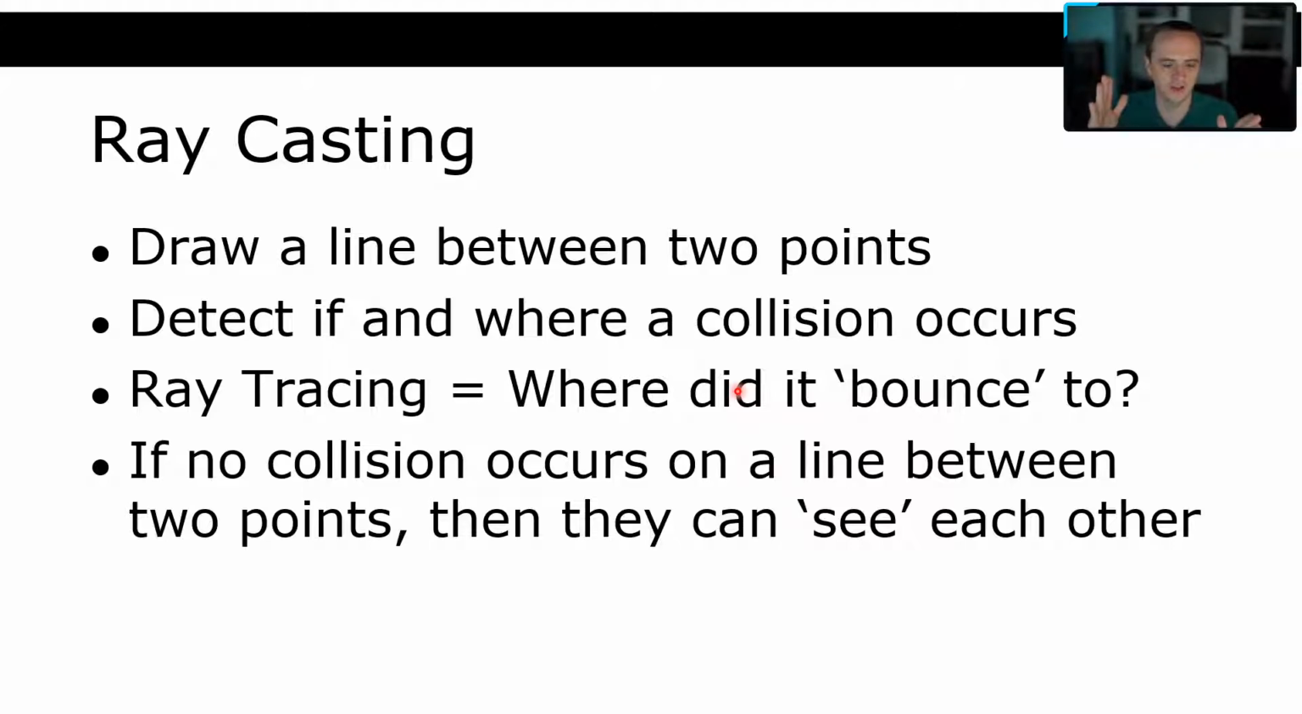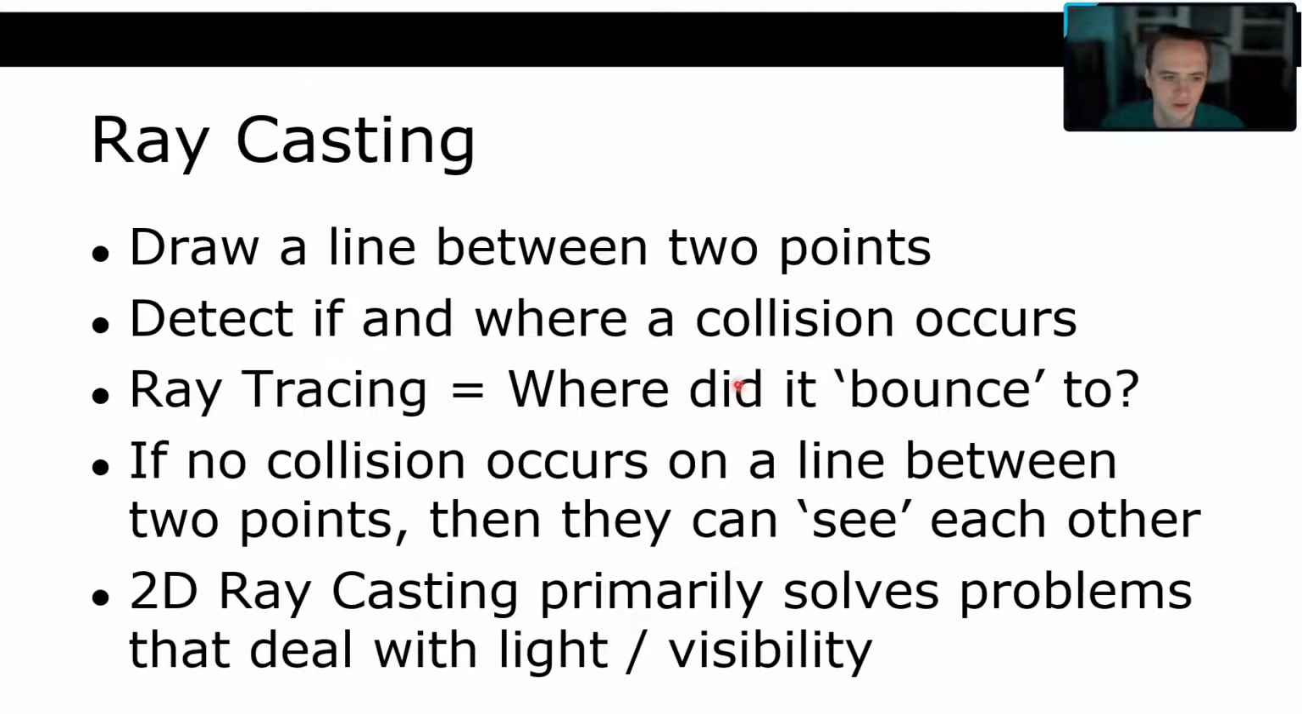So if we have a line and there's no collision with any other line or any other object, then we call that a line of vision or a line of sight, okay? If you've ever heard of line of sight in video games, that's how this is being calculated, with this raycasting. So 2D raycasting primarily solves problems that deal with light or visibility. And when we talk about visibility, we also talk about hit scan weapons and stuff like that.